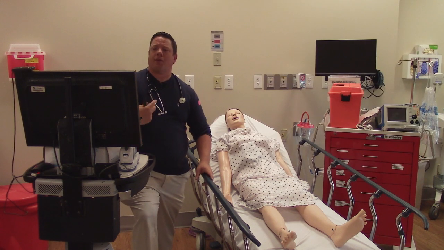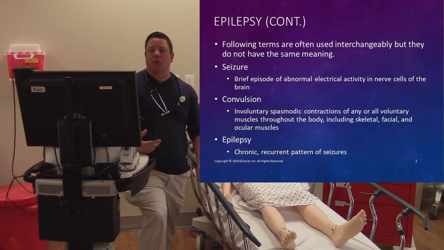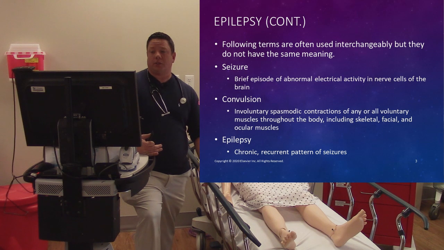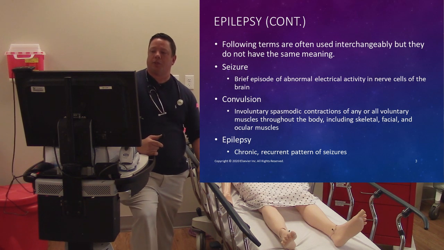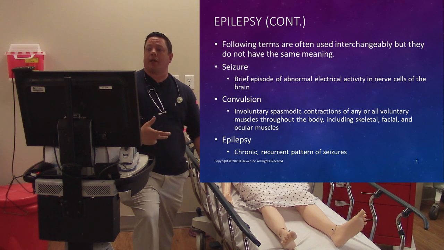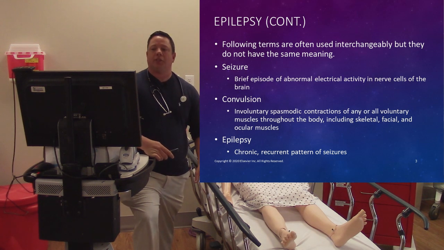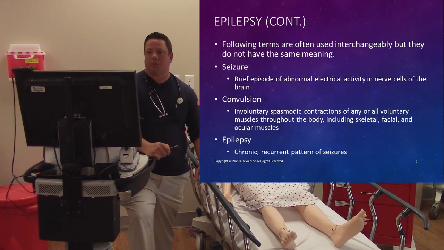These following terms are often used interchangeably, but they do not have the same meaning. A seizure is a brief episode of abnormal electrical activity in nerves of the brain. A convulsion is the involuntary spasmodic contraction of any or all voluntary muscles throughout the body, including skeletal muscle, facial muscle, or ocular muscle. And epilepsy is the chronic recurrent pattern of seizures. So somebody that consistently has patterns. A seizure is an isolated event, and a convulsion can also be, your patient can be lucid, right?